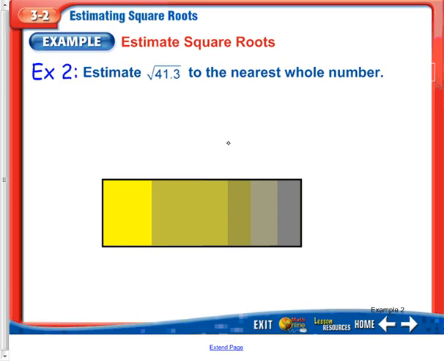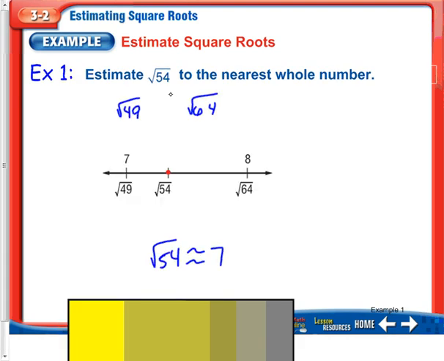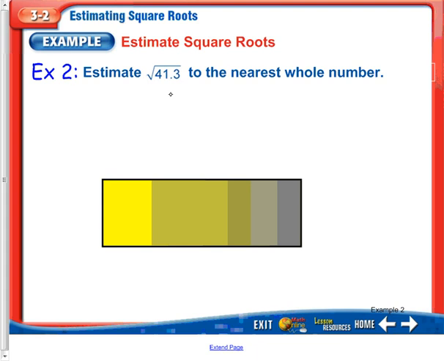So again, estimate the square root of 41.3 to the nearest whole number. Since this is not a perfect square, if we were to actually use a calculator and find the square root of this number, or the previous number, the square root of 54, what you're going to get is an irrational number. An irrational number is one that you cannot write as a ratio. And remember, another word for ratio is fraction. So if you can't write it as a ratio, we call it irrational, which means we cannot write it as a fraction, which means the decimal never terminates and it never repeats, because if it does repeat, we can write it as a fraction. So here we're just estimating.